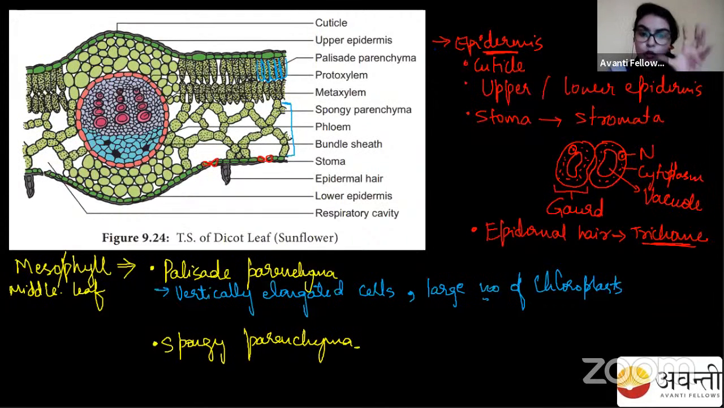It means there is dense chloroplast here. So these are the palisade parenchyma, which are vertically elongated cells which have a large number of chloroplast without any intracellular spaces. So there are no intracellular spaces. Can you see any intracellular spaces there? Actually, this should be very compact like this.